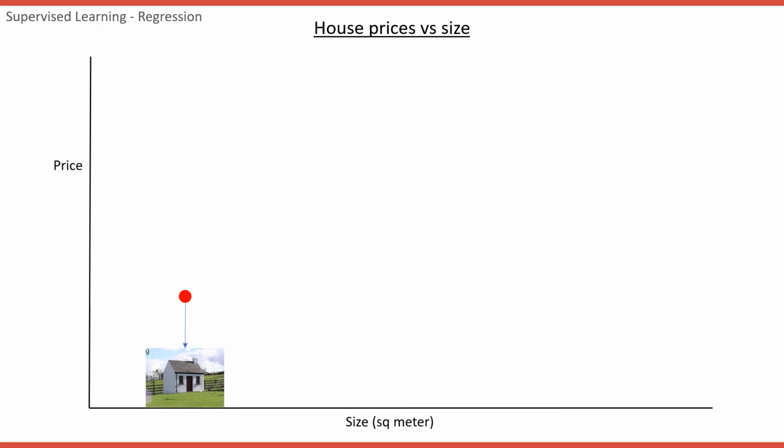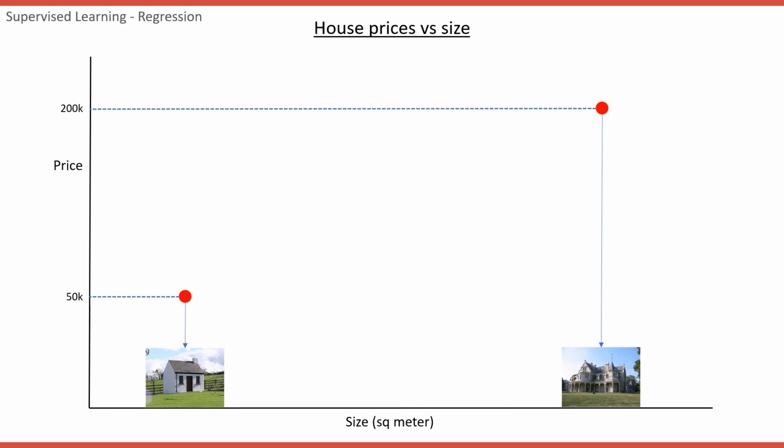We have a small house that costs $50,000 and a big house that costs $200,000. We want to predict the price of the medium sized one over here. How do we do it?